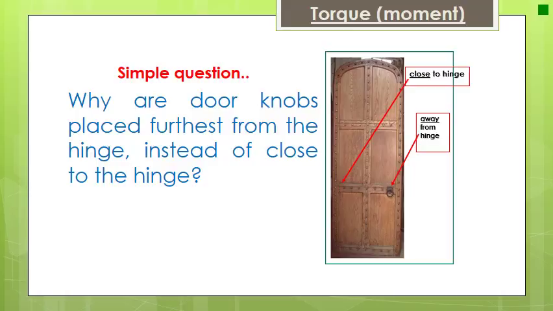Point to ponder. Why do we place doorknobs as far away from the hinge as possible? If you don't know, the hinge of the door is the point or the axis about which you rotate the door when you close or open it. So why do we place the doorknob furthest away from the hinge? If you really understand torque or moments, you should be able to answer this question in a jiffy.